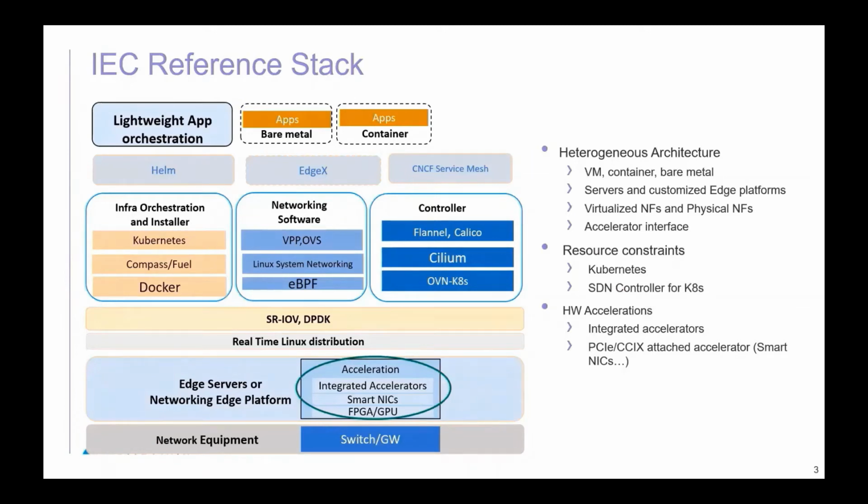Here is a slide to introduce the IEC reference stack. For the IEC reference, we utilize the most mature networking, operating system and hardware support. For example, we use the Linux system networking with eBPF support. For the infra orchestration and installer, we use Kubernetes, or the Compass installer, with Docker.